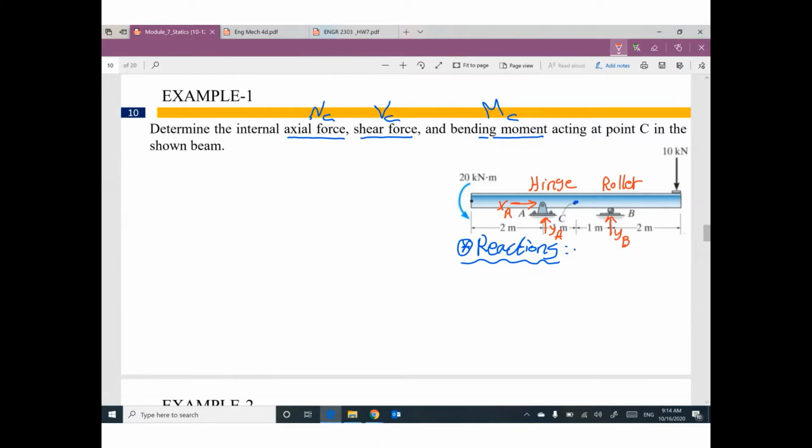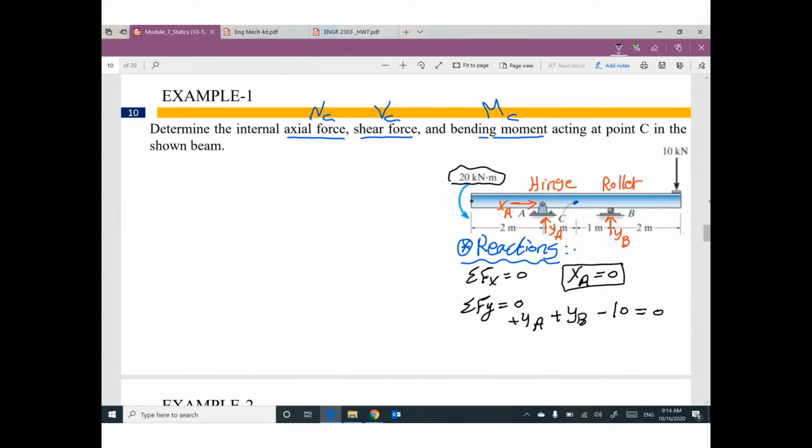We have three equilibrium equations. Summation Fx equals 0. What are the forces in the x direction? XA, nothing else, equals 0. Summation Fy equals 0. So we have positive YA, positive YB, negative 10. Guys, 20 is a moment. I'm talking about forces in the y direction, so 20 will not be included.